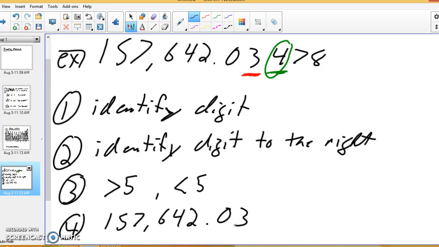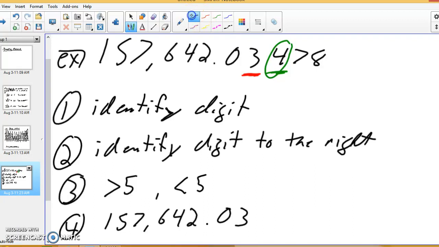157,642.03. And then we just leave the rest blank because, like I said, the idea of rounding is to cut the number down shorter. That way it is easier to say, easier to identify, and it's still giving us the best estimate of what that original number actually was.